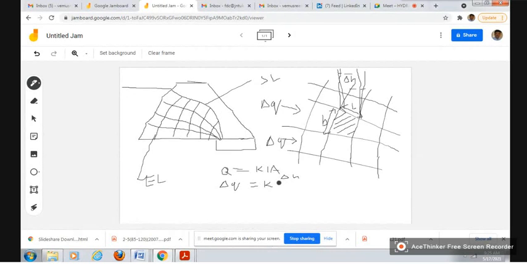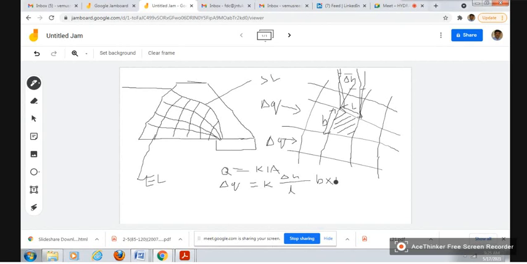Delta H by L, into A. What is A? A is the cross section. If you take unit width, B into 1, so this is B into 1. Flow takes place through one flow channel.